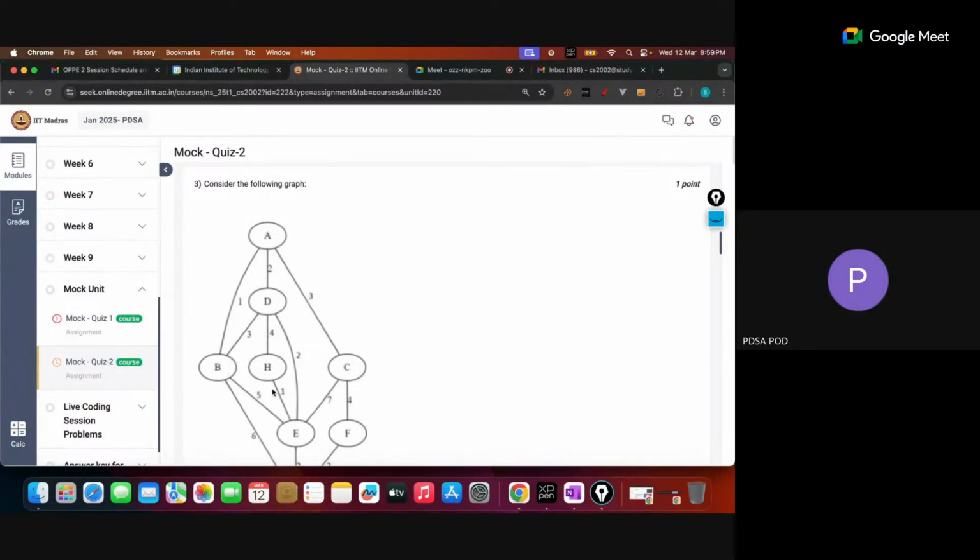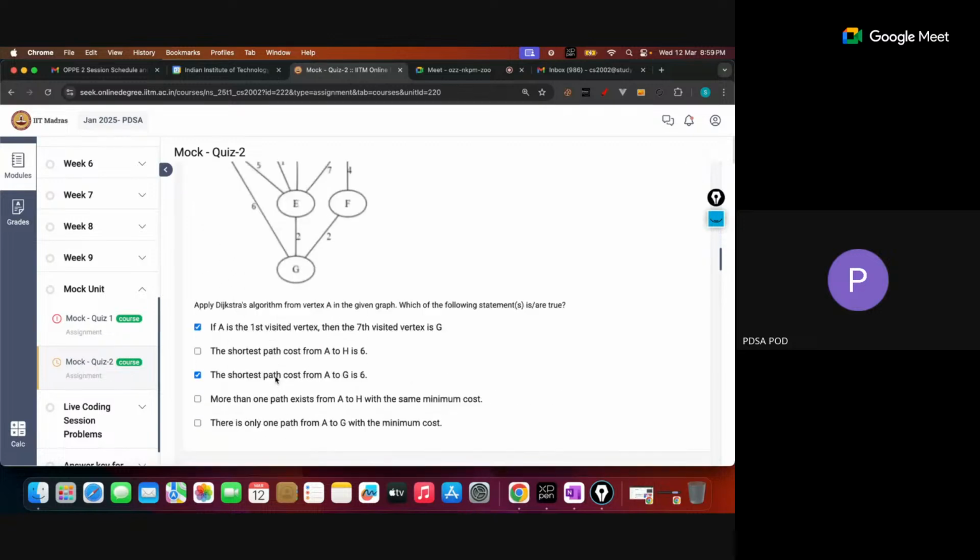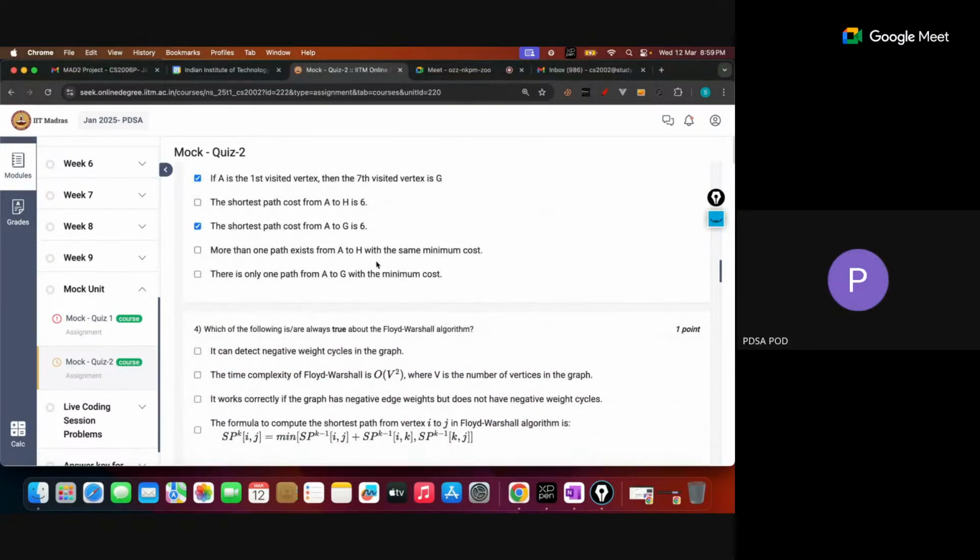No chance. Even to reach that, A to D, and D is 4, 4 and 4, 8. No chance. It is 6. So A to D, D to E is 4, E to H is 5. So this option is wrong.